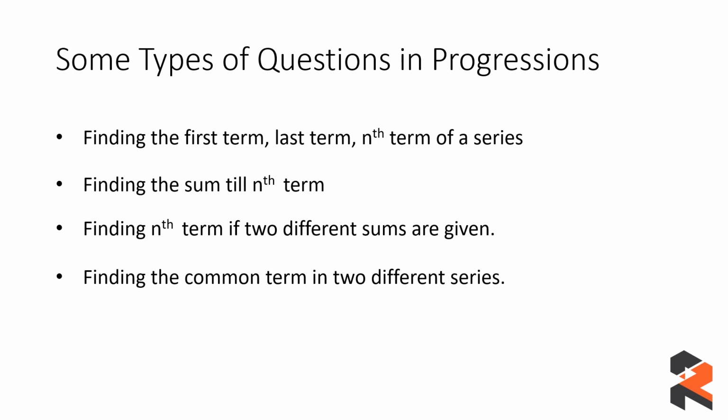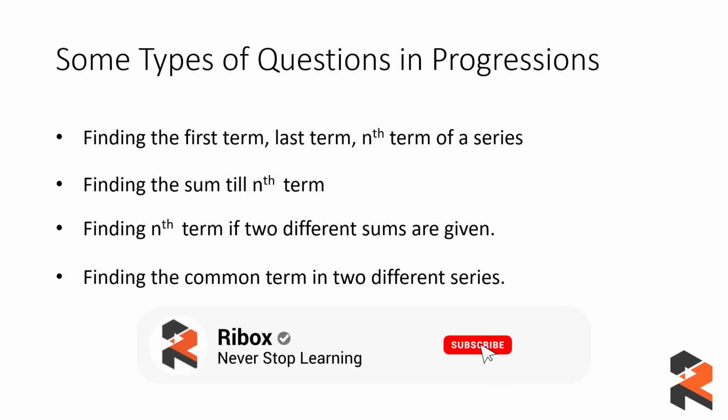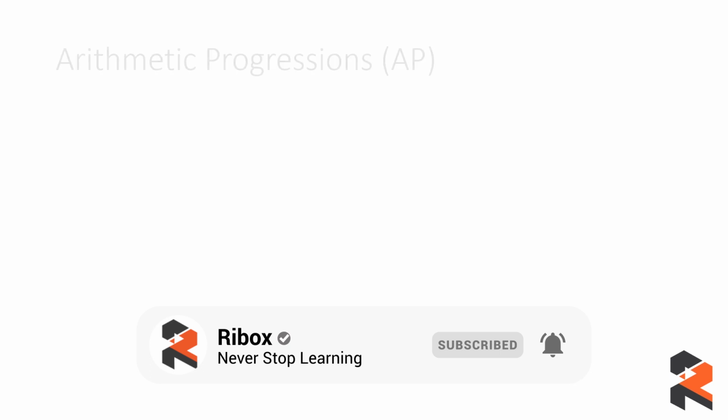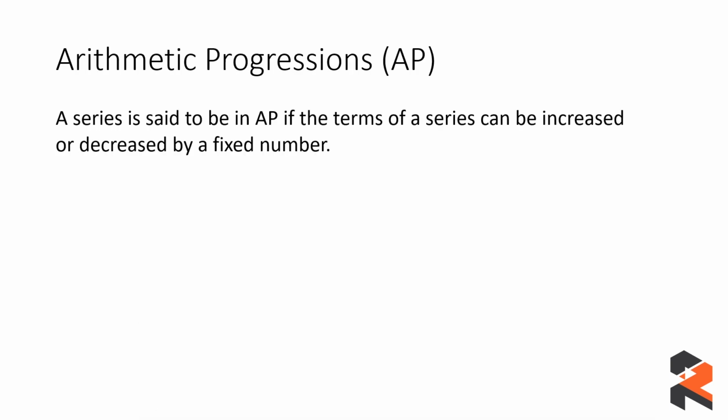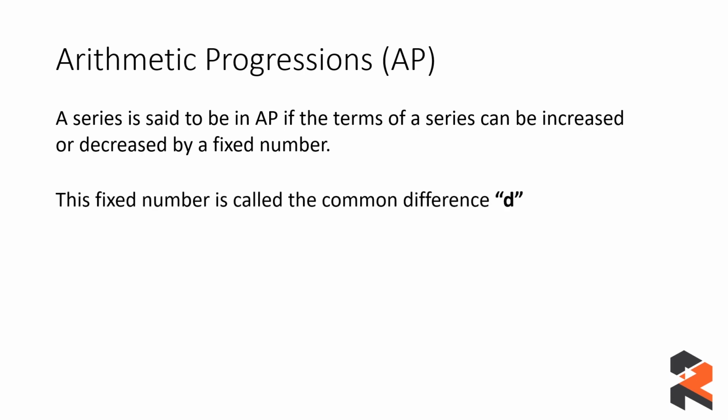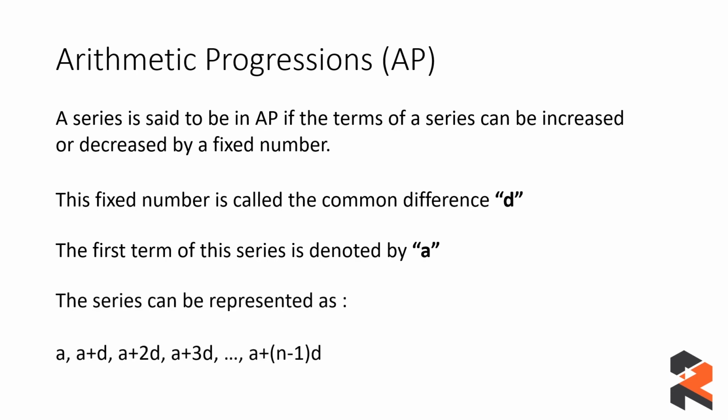So let's look at an example and understand what is arithmetic progression, abbreviated as AP. Arithmetic progression is a series in which the terms of the series can be increased or decreased by a fixed number. In this, the first term is denoted by A and the common difference is denoted by D. So the series will be denoted as follows, where we have the first term as A, then we add a difference to this value, and the difference gets added consecutively, which results in the series A, A plus D, A plus 2D, A plus 3D, up to A plus n minus 1 times D.